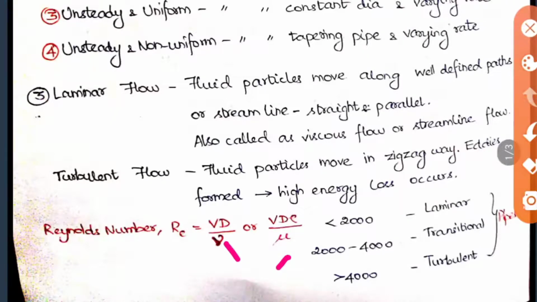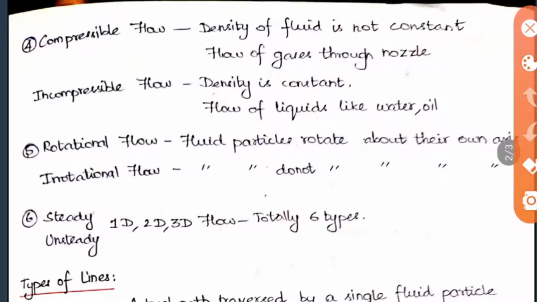So here V is nothing but the velocity, D is the diameter of the pipe we are taking, rho is density, nu is kinematic viscosity and mu is dynamic viscosity. The next thing we are going to see is compressible flow and incompressible flow. If the density of the fluid is not constant, it is a compressible flow, and the flow of gases through a nozzle we generally call compressible. Incompressible means the density is constant, so this is for liquids like oil and water.